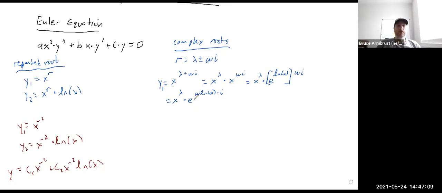Well, we already know what we do when we have e to some power of i. That's what gives us our sines and cosines. So we're going to get c1 cosine of, let me make this a bracket, omega natural log of x, or sorry, no t, just omega natural log of x, plus c2 sine of omega natural log of x.